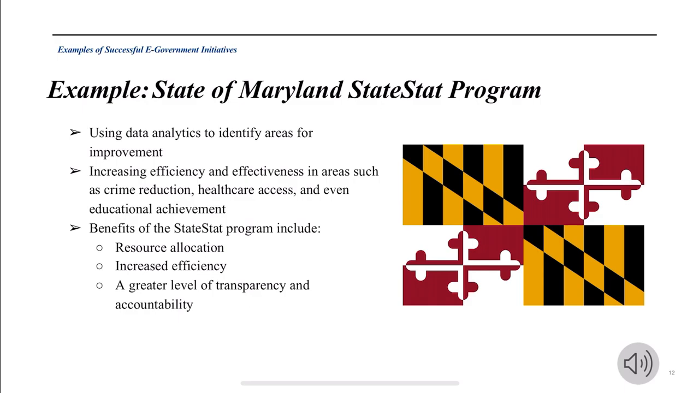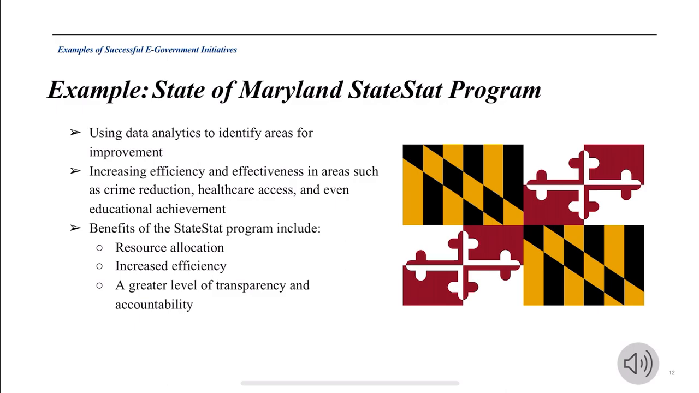One example of a successful e-government initiative is the State of Maryland's StateStat program. The program uses data analytics to identify areas for improvement in government services. It has helped the state to increase efficiency and effectiveness in areas such as crime reduction, educational achievement, and healthcare access. The StateStat program uses a variety of technologies such as data analytics tools, dashboards, and geographic information systems to analyze data and identify areas for improvement.